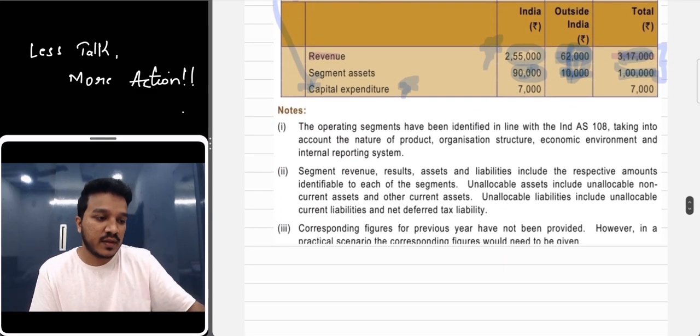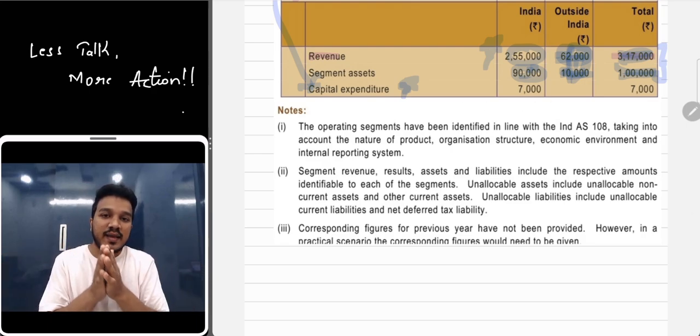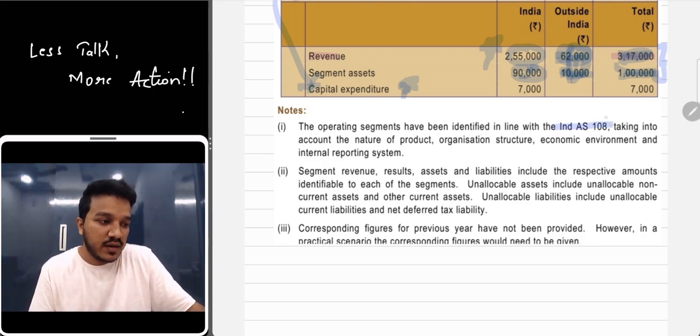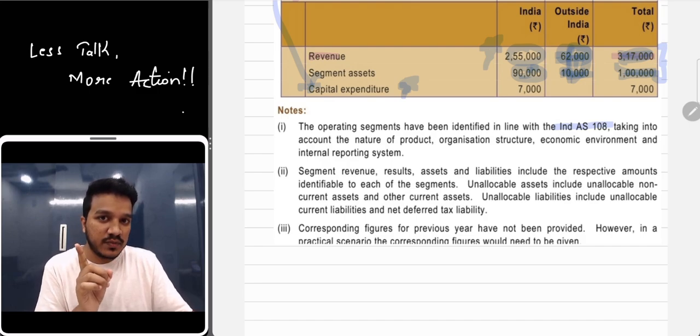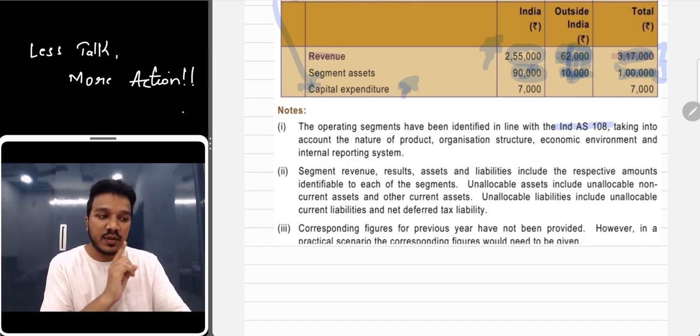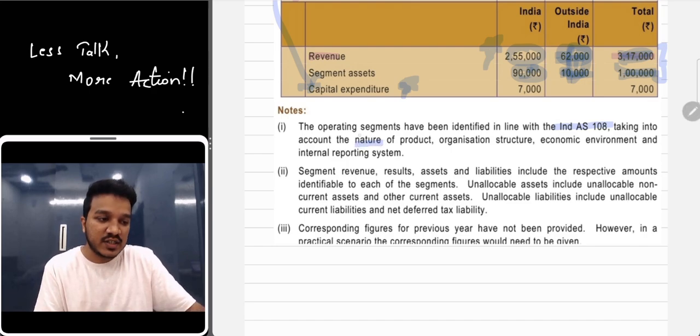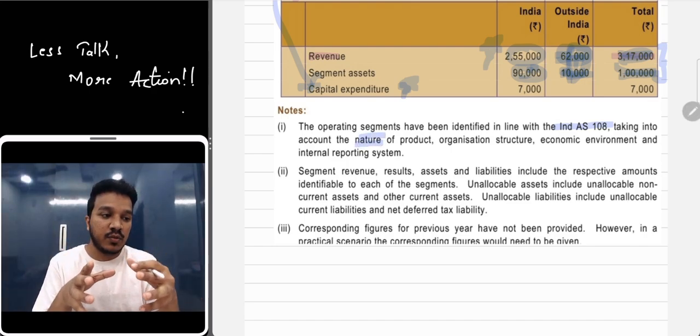Okay, last notes. See this first point, no? When you're clubbing 2 or 3 segments, that should be as per Ind AS. Write the same thing. If you have not watched my concept video, please do go and watch it. It will be there in the playlist. Very important, you will understand that. See, as I said, उसका nature same होना चाहिए. 2 segments का nature same होना चाहिए.